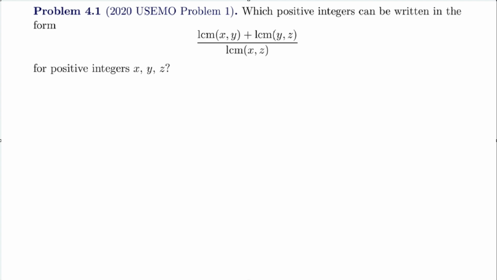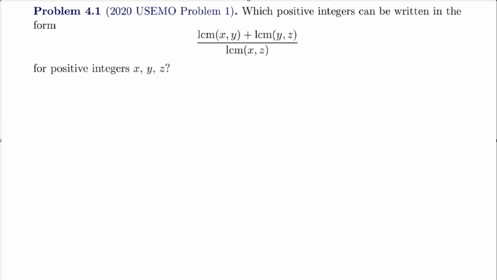Which positive integers can be written of the form LCM of x and y plus LCM of y and z all over the LCM of x and z for positive integers x, y, and z? Okay, so go ahead and try out this problem on your own first and hit the pause button to try it. And when you're done trying it, hit the play button and we'll discuss it together. Okay, so hopefully you've tried the problem out by now, so let's go ahead and discuss.